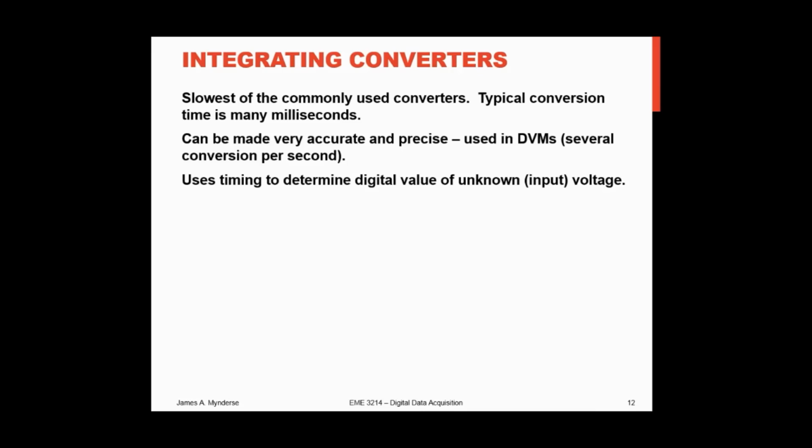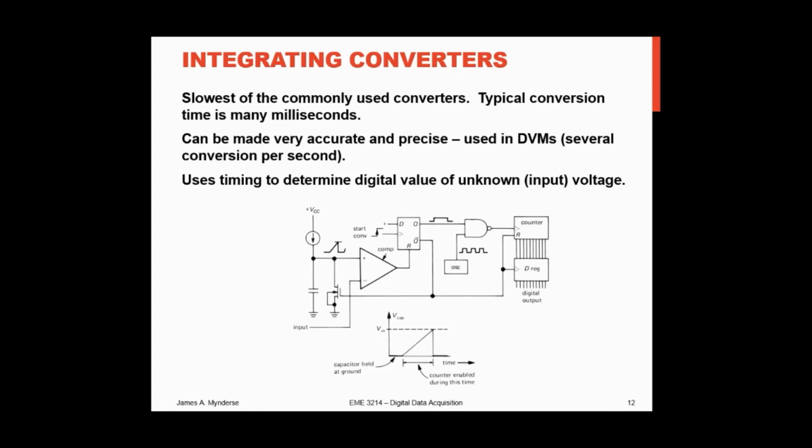Integrating converters are the slowest, but they are the cheapest; you pay for speed. They can be pretty precise if you use good components, and they're used in DVMs and things like that, where the update rate is not very fast. We use the time to charge and discharge a capacitor to figure out the voltage. How do we do that? Okay, let's walk through this.